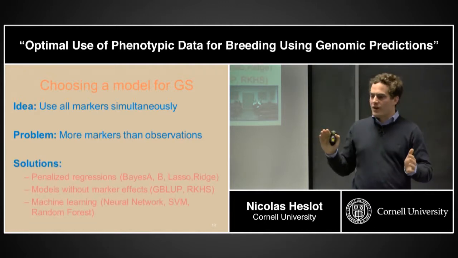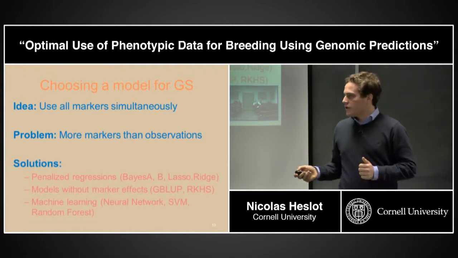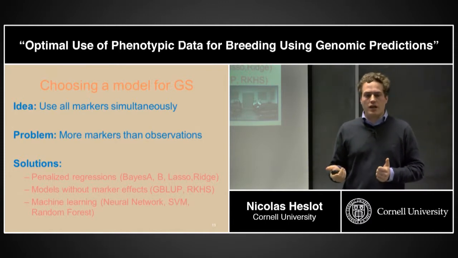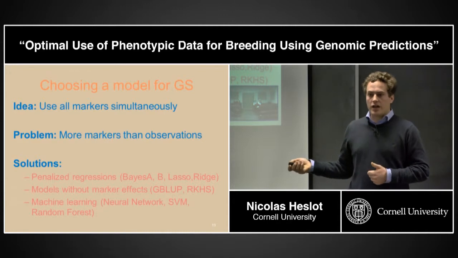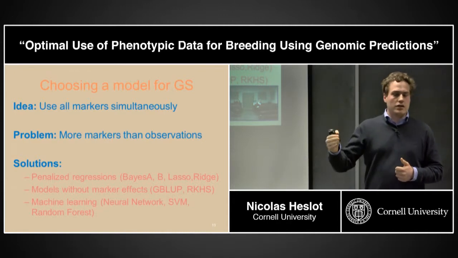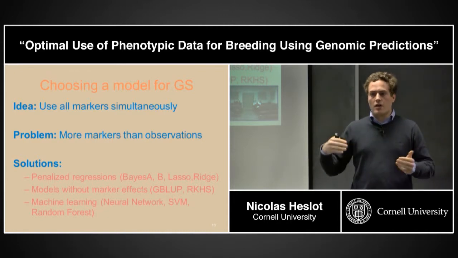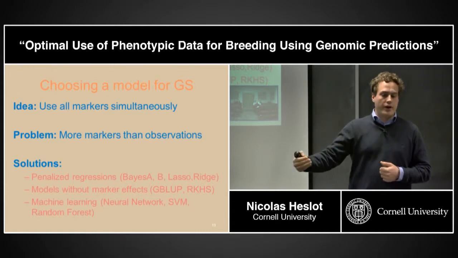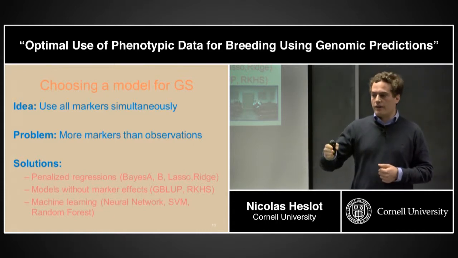And they fall basically in three categories. The first one is what I call penalized regression, such as BayesA, BayesB, the lasso or ridge regression that you might have heard of. The underlying hypotheses are different, but you add a penalty parameter to account for the fact that you don't have enough degrees of freedom to estimate every marker effect.